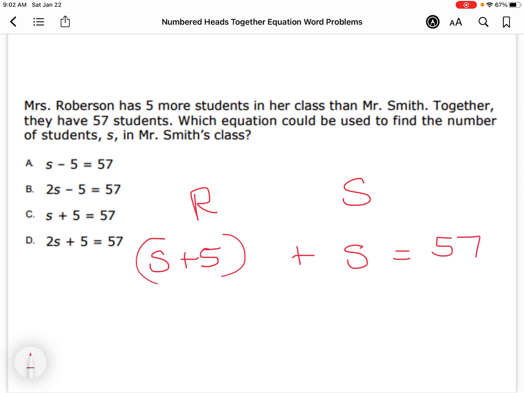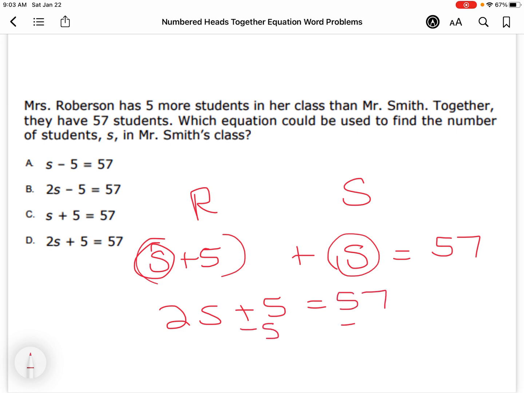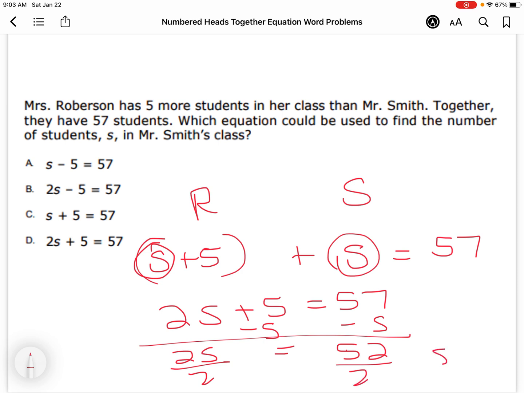Which equation could be used to find the total number of students in Mr. Smith's class? Well, I know that that's 2 S's, so 2S plus 5 equals 57. So I'm going to subtract 5 on each side. So that would be 52. Divide by 2. S equals 26.